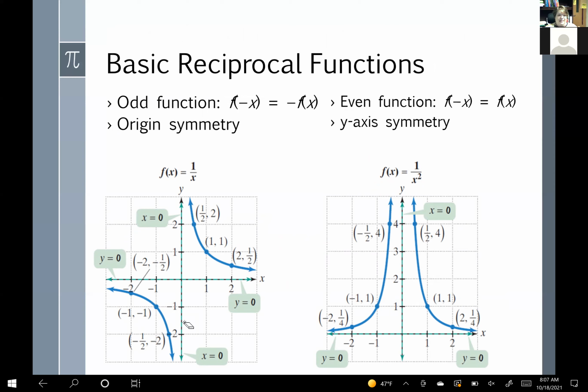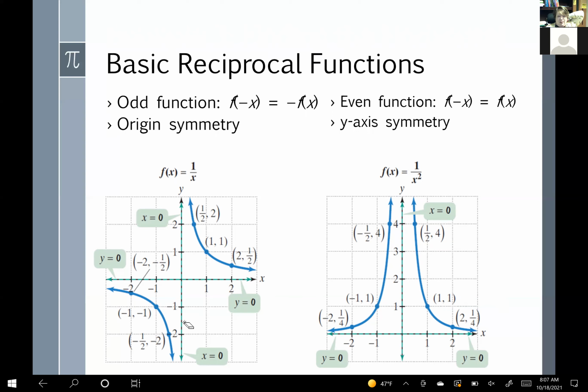1 over x is an odd function because it is symmetric with respect to the origin. If I input 1, I output 1. However, if I input -1, I output -1. It does have a vertical asymptote at x equals 0. The denominator cannot equal 0. It also has a horizontal asymptote at y equals 0.